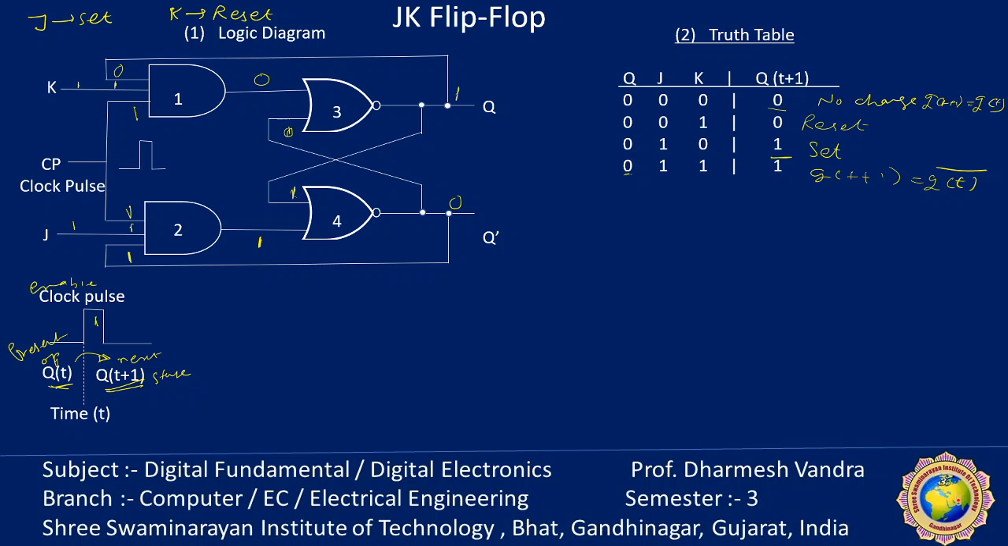Now suppose Q is equal to 1 and the same table will be repeated again. Let's see each and every condition, what happens. One by one we will discuss when the previous output is 1 and the inputs are changed. So 1 0 0, Q is equal to 1 in this condition.